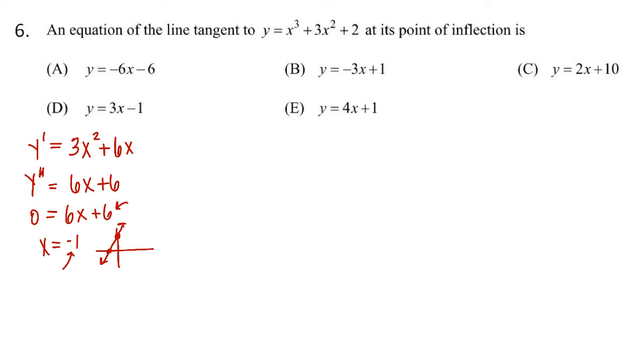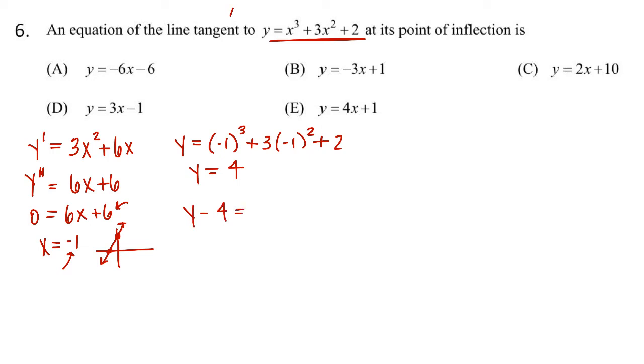So there's my point of inflection, and then I need to find the y value that goes with that. Our y generator is always our original function. So we have y equals -1 cubed plus 3 times -1 squared plus 2. That tells me that y is going to be 4. So remember our equation of our tangent line: y minus 4 equals, now I've not found the slope yet, x minus -1, so x plus 1.